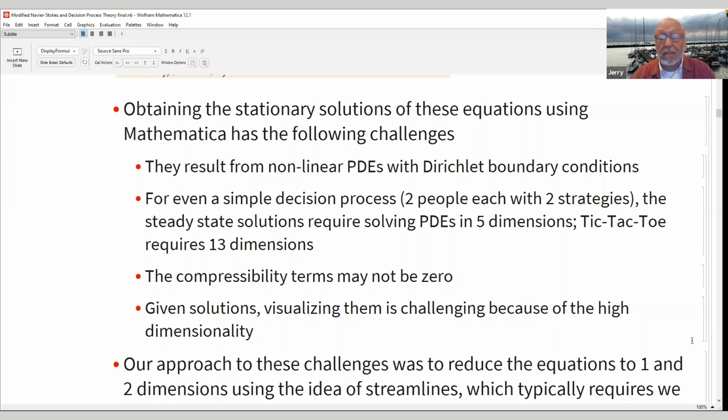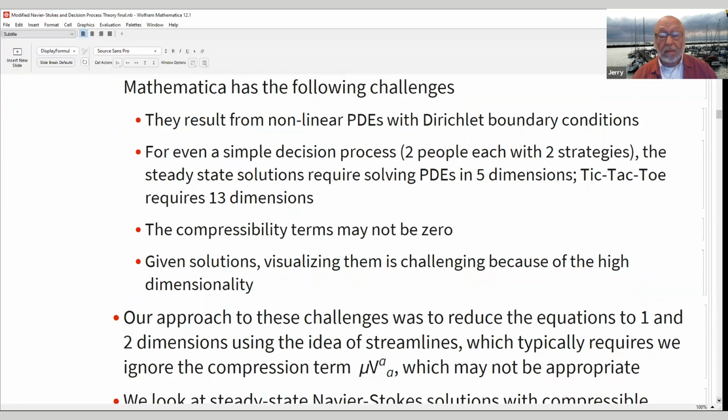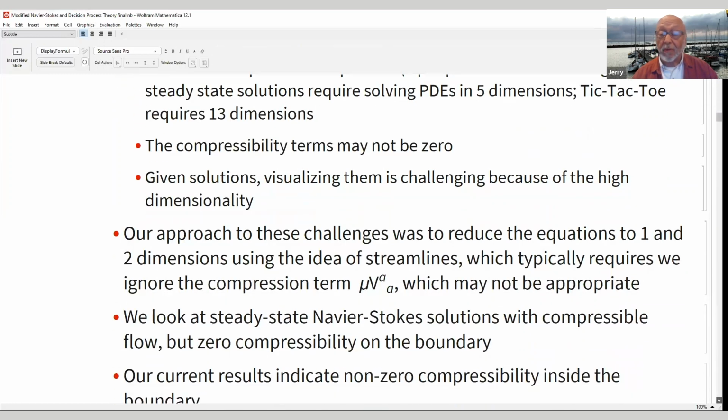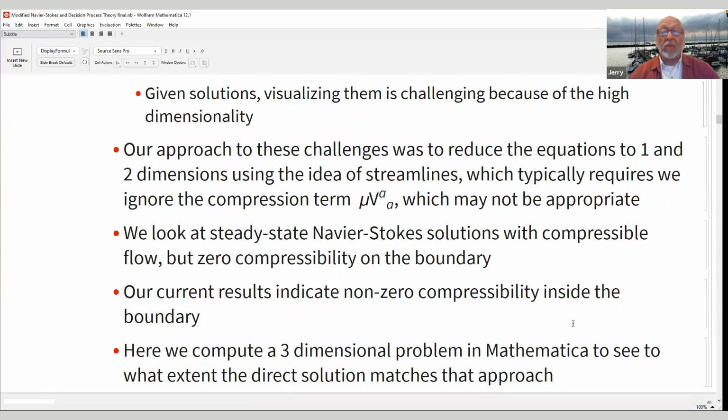Another challenge, of course, is assuming that we were very strong and we can get exact solutions to our partial differential equations in any number of dimensions we like, there's a challenge of visualizing what those solutions mean. So the way we've attacked it so far is to look at streamlines, ignore the compression terms, and look at streamlines either in 1 dimension and also generalize the idea of streamlines to 2-dimensional streamlines. This gives us a little bit more insight into the geometry.